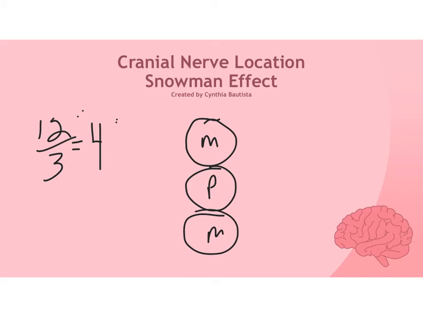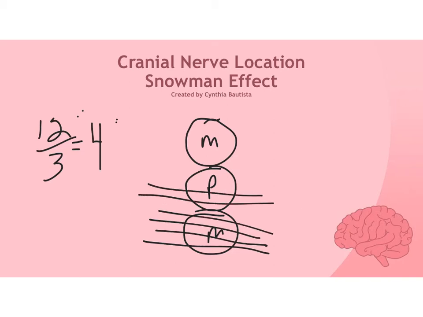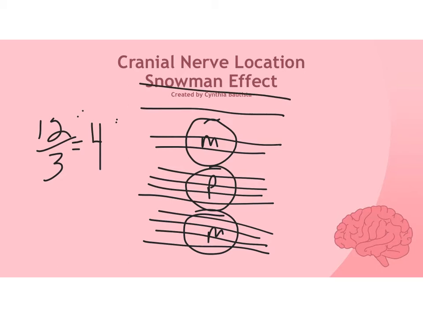I'm going to draw 4 lines on each section, but I'm going to start at the bottom, and you'll see why. So on the medulla, there's 1, 2, 3, 4. On the pons, there's 1, 2, 3, 4 cranial nerves. Now, when I get to the midbrain, I'm going to split it 2 and 2. 2 on the midbrain and 2 off of the midbrain. Because in real life, that's what happens.